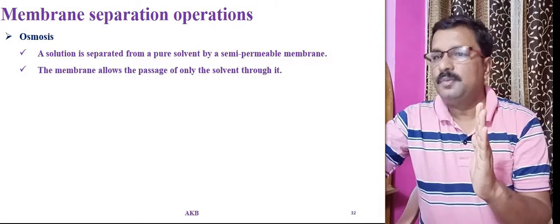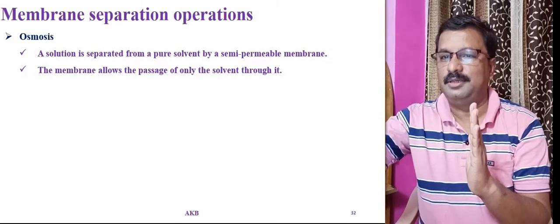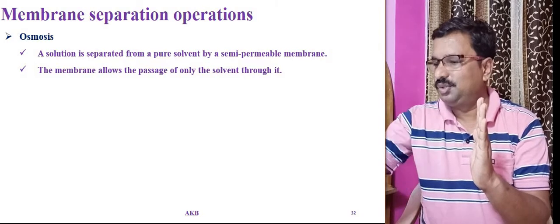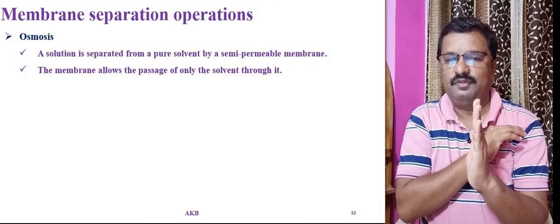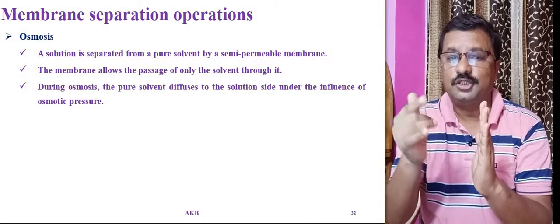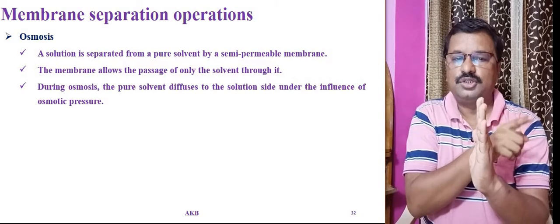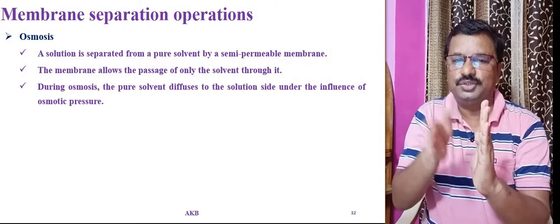Okay. So a solution is separated from a pure solvent by a semi-permeable membrane. Now the membrane allows passage of only the solvent through it, I already told you. Then during osmosis, what will happen? Under the influence of osmotic pressure, pure solvent will be diffusing from the solvent side to the solution side.